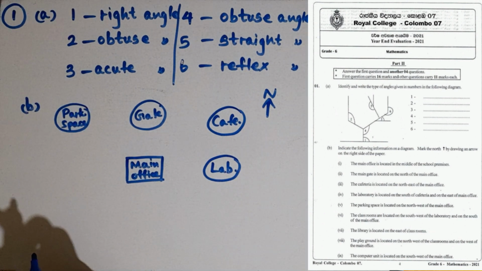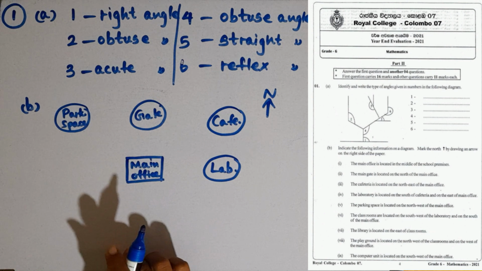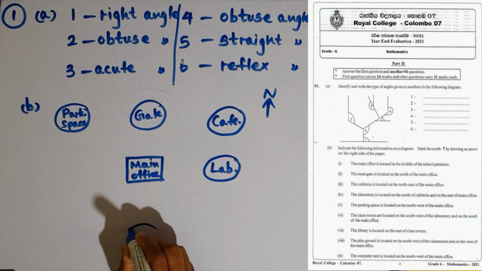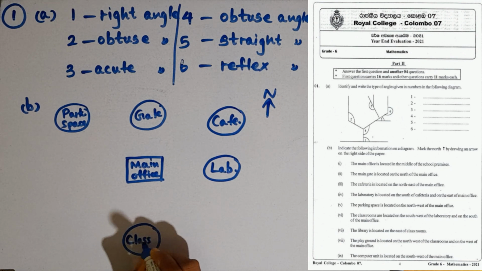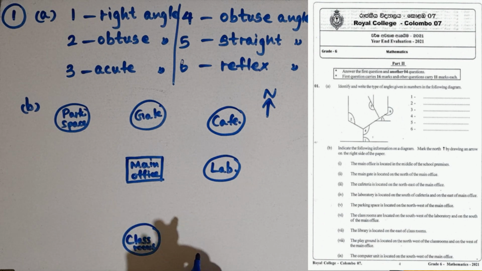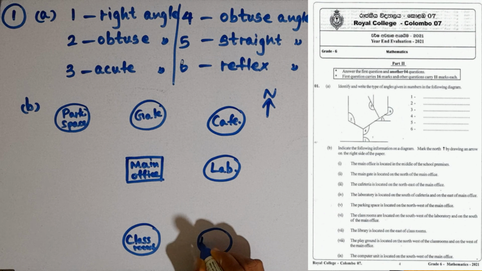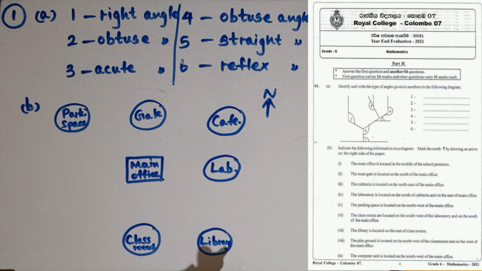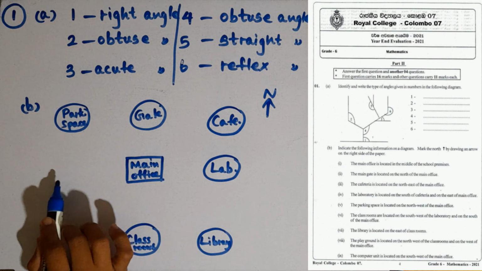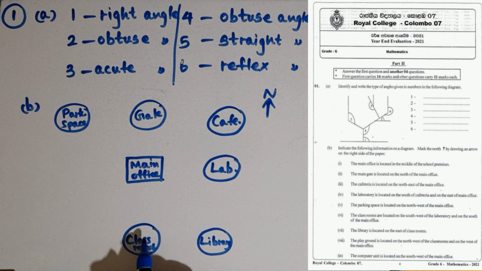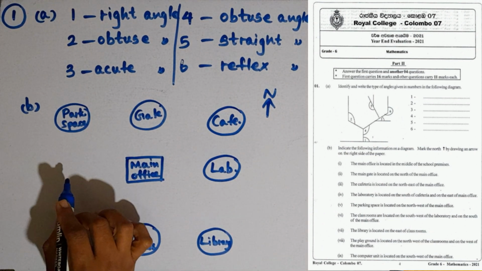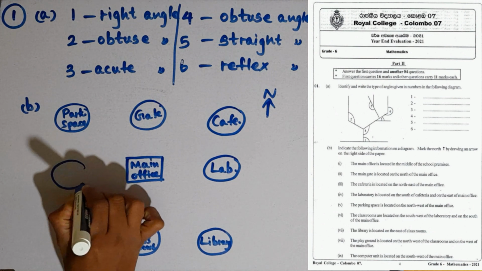Then next, number 6. The classrooms are located on the southwest of the laboratory. Southwest is here, and on the south of the main office. Classrooms. Then number 7, the library is located on the east of the classrooms. Here should be the library. Then number 8, the playground is located on the northwest of the classrooms and west of the main office. So, the playground should be in this place.